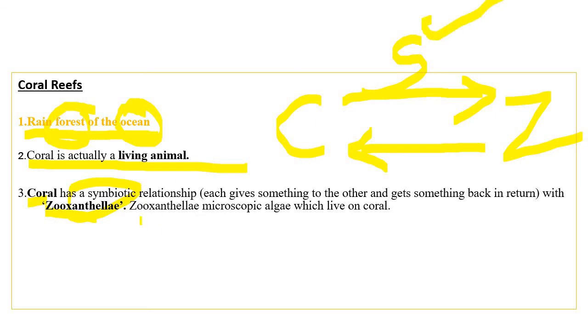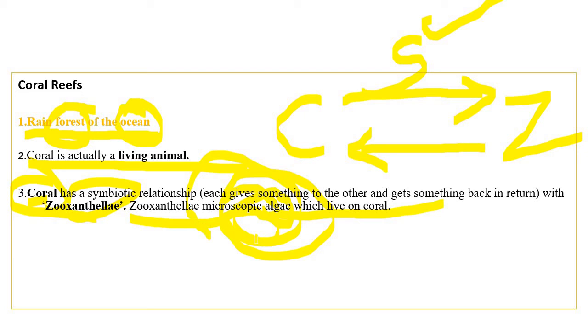We know that the coral is a living animal. The zooxanthellae is a microscopic algae which lives on the coral. Whenever we use the word coral, that is a living animal. Whenever we use the word zooxanthellae, that is an algae. In simpler terms, it is a microscopic algae, in microscopic form.